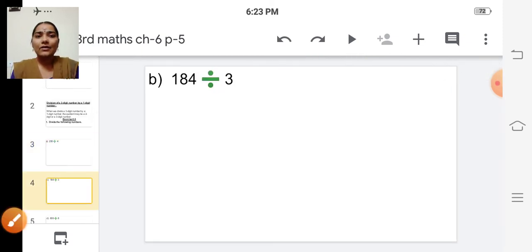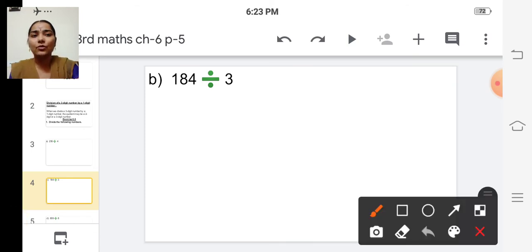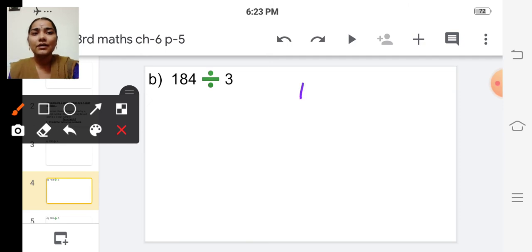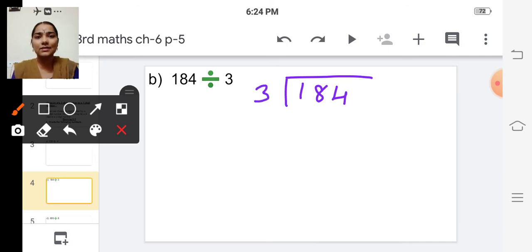B, 184 divided by 3. So 184 is a three-digit number. 3 is a one-digit number. So we are going to divide the three-digit number 184 by the one-digit number 3. So the dividend is 184. So we have to write the dividend here. 184 divided by 3. 3 is the divisor.